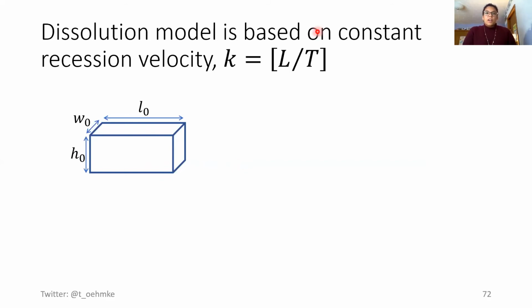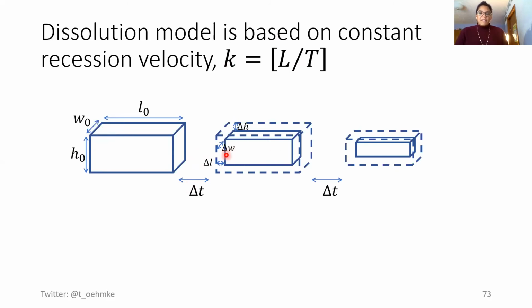We're making an assumption that we have a constant recession velocity, K, which means that each side of the particle loses the same amount of length. So our L0 gets shorter, our H0 gets shorter, and our W0 gets shorter by the same amount each time step.